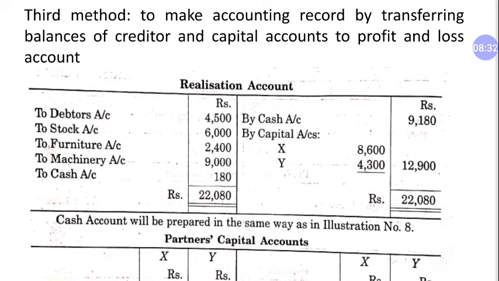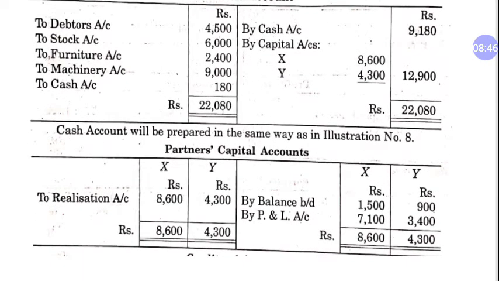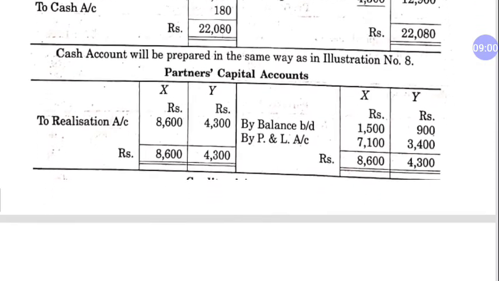So the realization account is the same as previous because you are not transferring liabilities here, and the cash account will be prepared in the same way which we already discussed. In the partners' capital account, capitals are transferred, and the realization account's balance 12,900 is transferred here, and by P&L. So the balance of the partners' capital account we are transferring to the P&L account. Okay, so this is the new thing here.